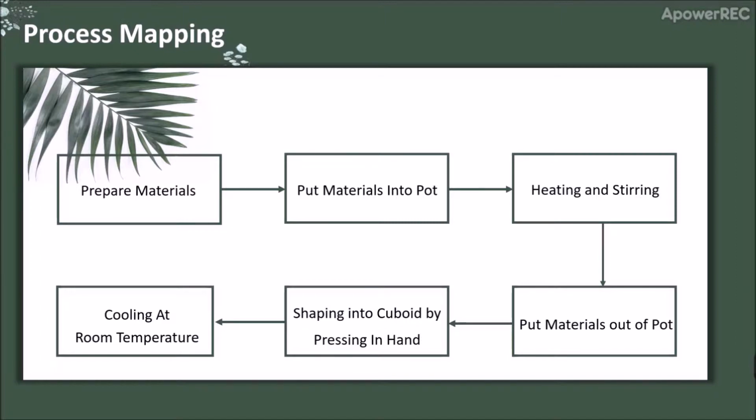Then put marshmallow into the pot, heating and stirring until it melts into liquid. Pour other ingredients into the pot together and mix these ingredients. The next step is to take the materials out of the pot. Before cooling at room temperature, the materials are shaped into a cuboid by pressing.